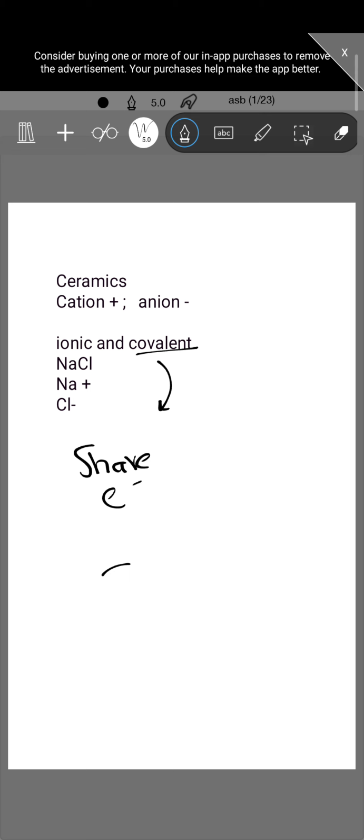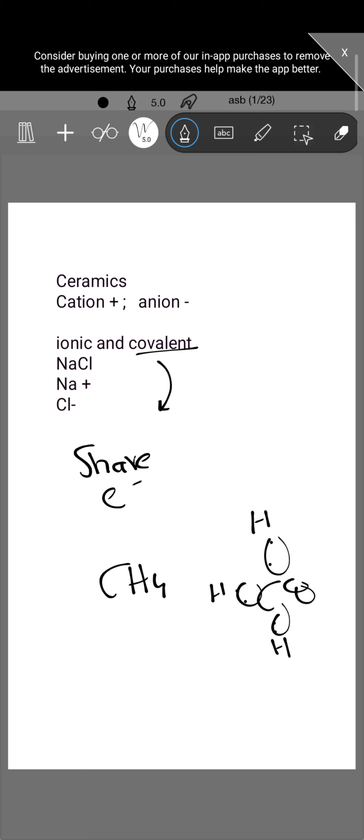Like in the case of methane, CH4, we have carbon with 4 electrons and hydrogen with 1 electron. So between these atoms, 2 electrons are shared. So if there are 4 electrons at the outermost shell of the carbon atom, it requires another 4, so that is compensated by 4 hydrogen atoms having 1 electron each. So this is your covalent bond.